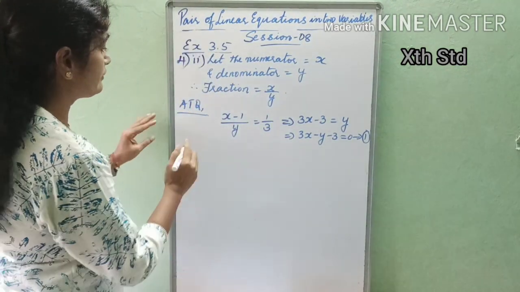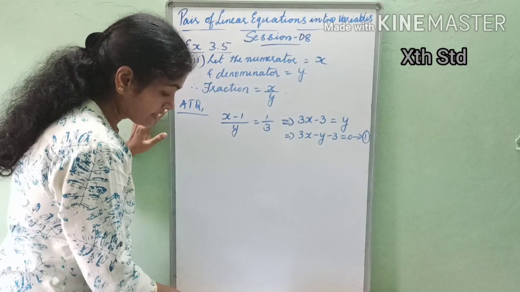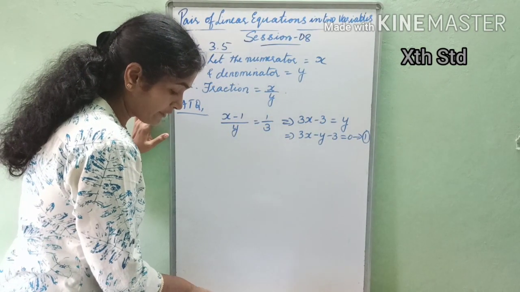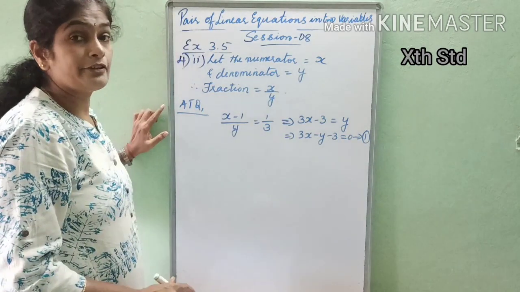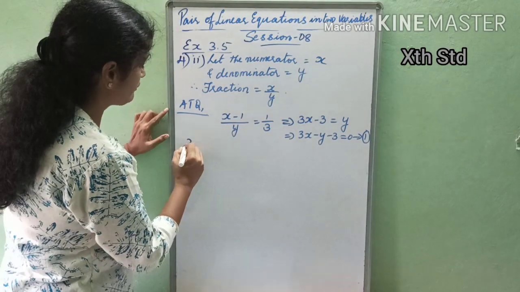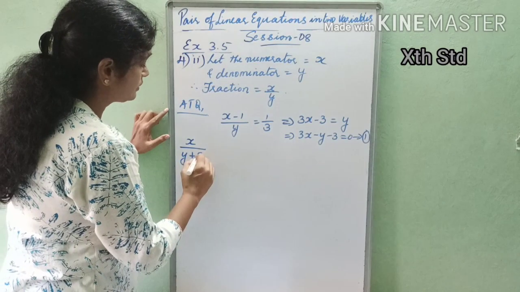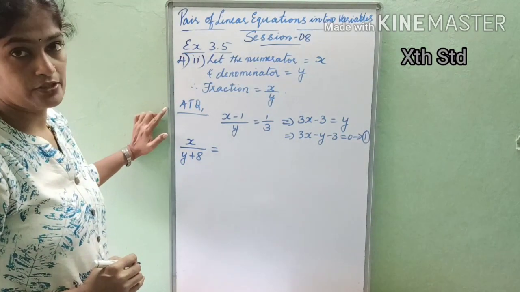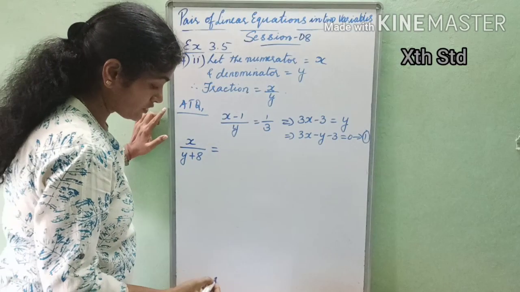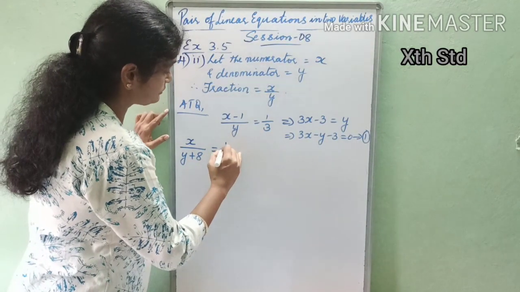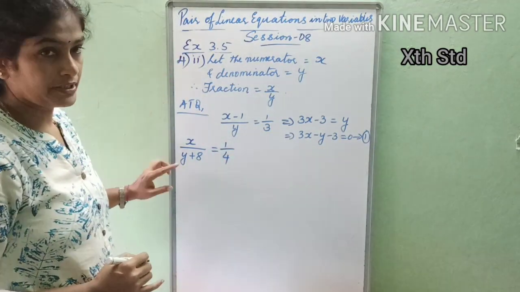What does the second one say? First condition is this. The second one becomes 1 by 4 when 8 is added to its denominator. So the numerator is x only, and to the denominator 8 is added, so y plus 8. Then the fraction becomes 1 by 4. Right, this is the condition.